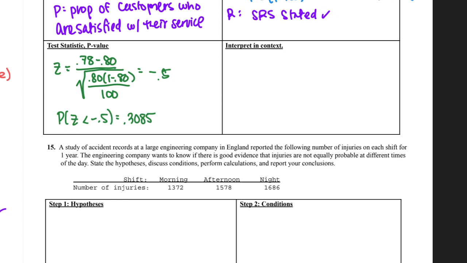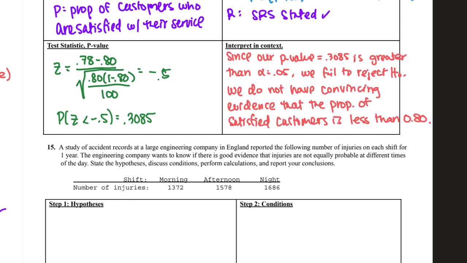Okay, so now we're going to interpret in context. Our conclusion would look something like this. Since our p-value 0.3085 is greater than alpha of 0.05, we fail to reject H0. We do not have convincing evidence that the proportion of satisfied customers is less than 0.80.